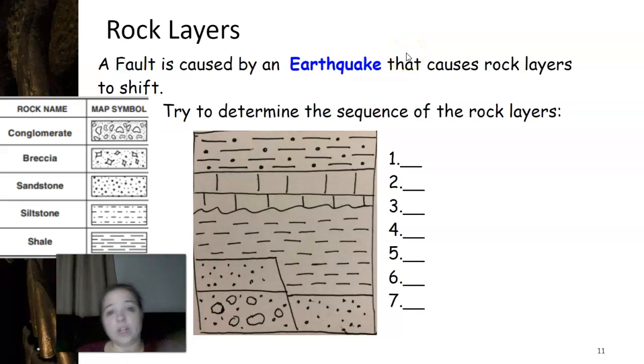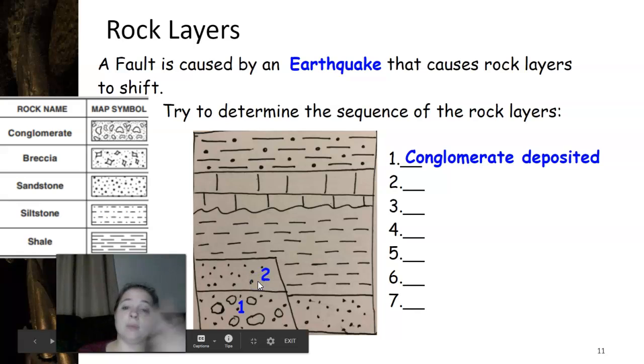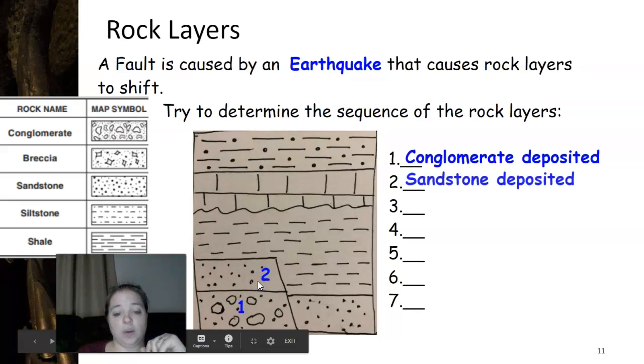All right, we're going to sequence it again. And a fault gets its own number. So keep in mind laws of superposition. This is a little tricky also because you have these that kind of match up and then you have this on its own. Well, what one is on the very, very bottom? Well, that would be the conglomerate right down here, number 1, because it's underneath this, which matches up to that. So that happens to be number 2, happens to be sandstone.